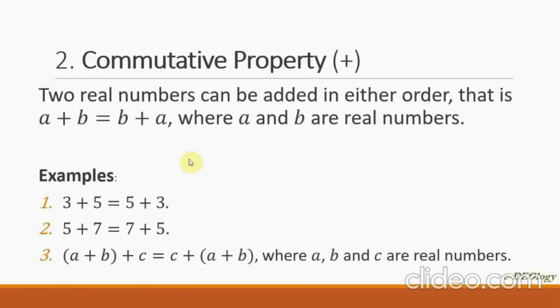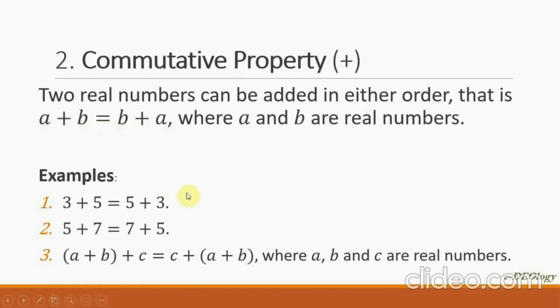The second property under addition is what we call commutative property. In here, two real numbers can be added in either order. Numbers are here represented by A and B. So we have here A plus B is equal to B plus A. In other words, the order of the numbers to be added, or we call them addends, will not affect the sum.